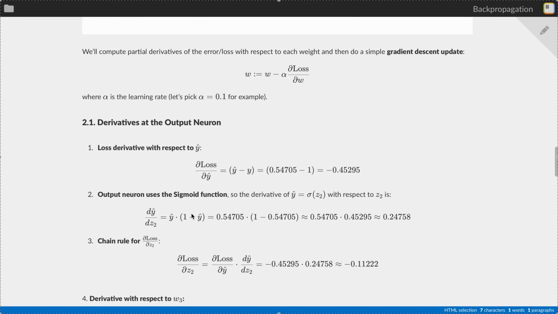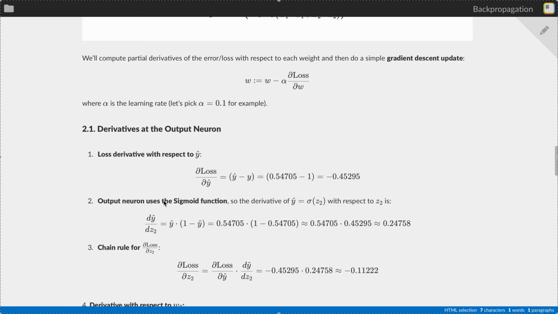So over here, this is what we're doing. The output neuron uses a sigmoid function. So the derivative of y hat equals sigmoid of z2 with respect to z2, and this is essentially saying that the partial derivative of y hat with respect to z2 is going to be equal to y hat times 1 minus y hat. And this will tell us how a small change in z2 changes y hat. Okay? So I got ahead of myself.